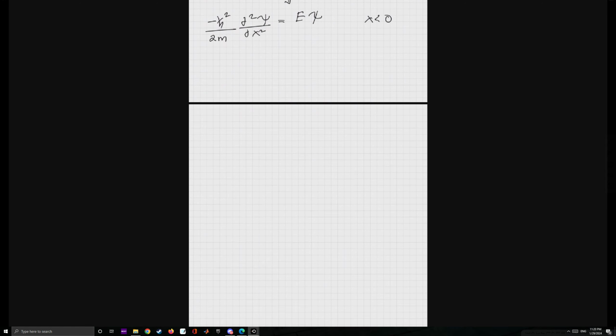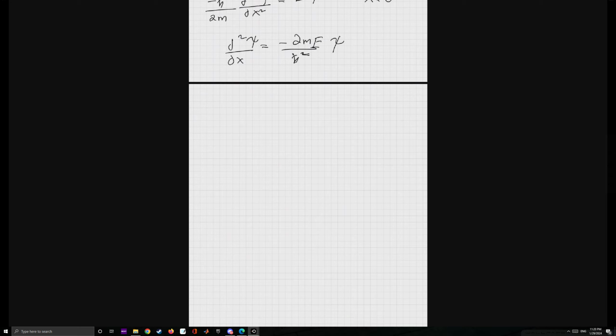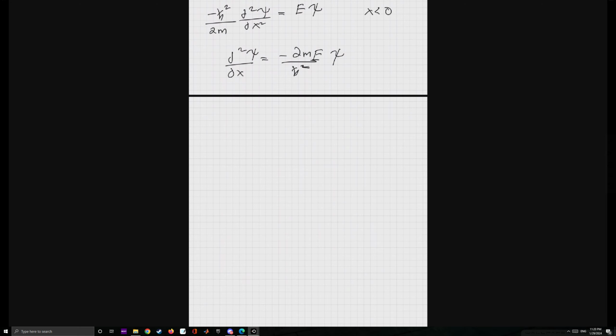So let us just do a little bit of rearranging, just bring the constant terms over to the right side. We can write this as E psi to make it easier. What we will do is simply define this term. So we will define k equals the square root of negative 2mE over h bar squared.